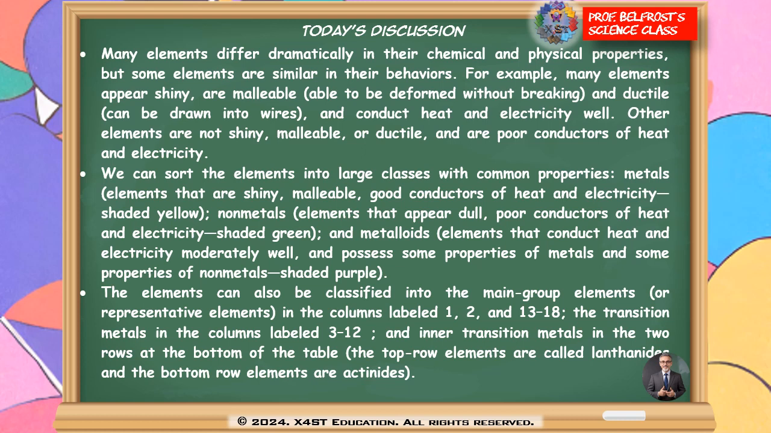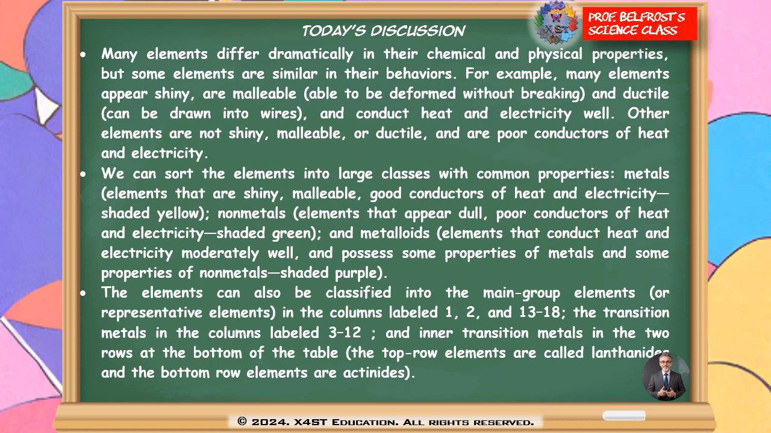Many elements differ dramatically in their chemical and physical properties, but some elements are similar in their behaviors. For example, many elements appear shiny, malleable, and conduct heat and electricity well, while other elements are not shiny, not malleable, or even not ductile, and are poor conductors of heat and electricity. We can sort the elements into large classes with common properties. Metals are those that are shiny, malleable, and good conductors. Non-metals are elements that are dull and poor conductors, and metalloids are the elements that conduct heat and electricity moderately well and possess some properties of metals and also some of non-metals.